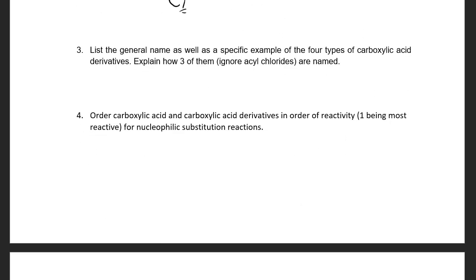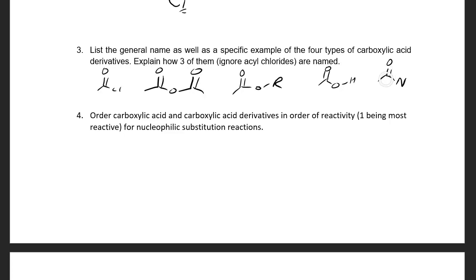All right, for question number 3, list the general name as well as the specific example of 4 types of carboxylic acid derivatives. So for this, we have our acyl chloride, and then next we have our acid anhydride, and next we have our ester, which has an R group attached to the oxygen, very similar to the carboxylic acid, which instead of an R group has an OH group. And then finally we have our amide, which is an amine attached to a carbonyl carbon.